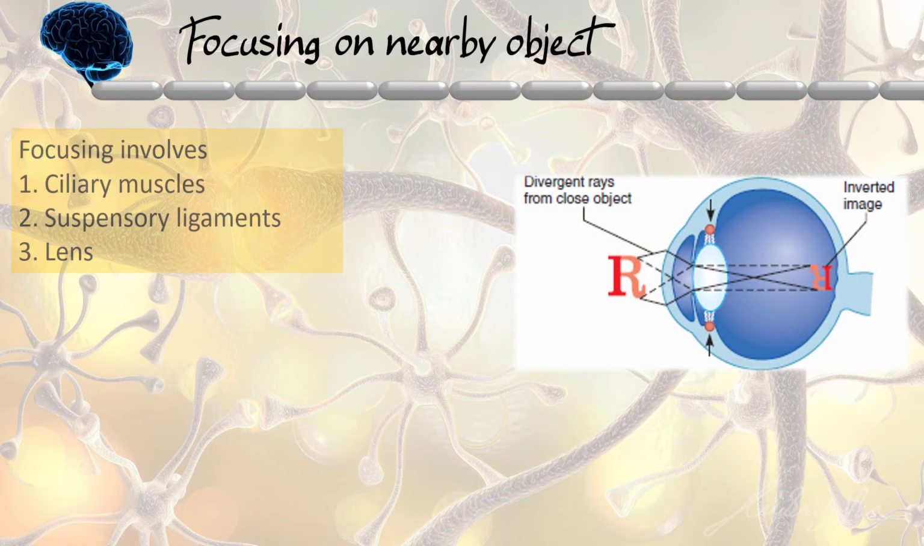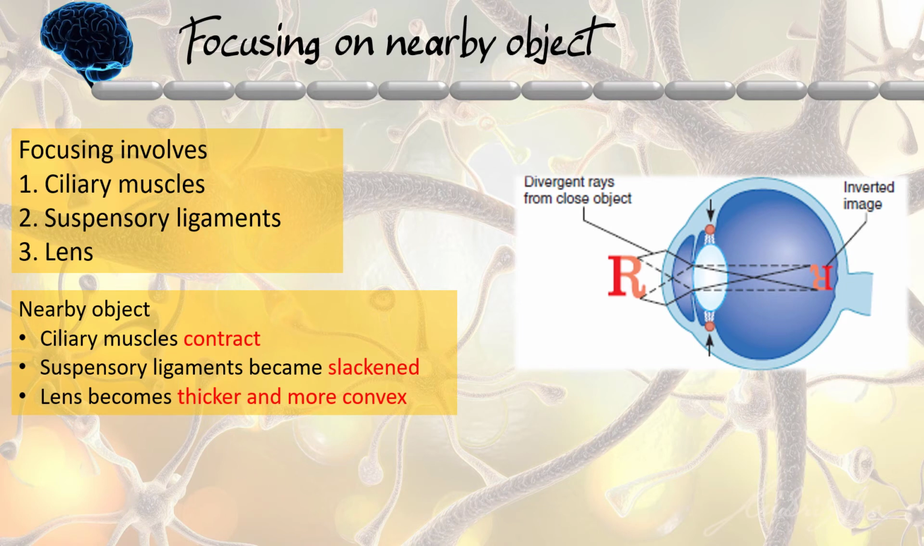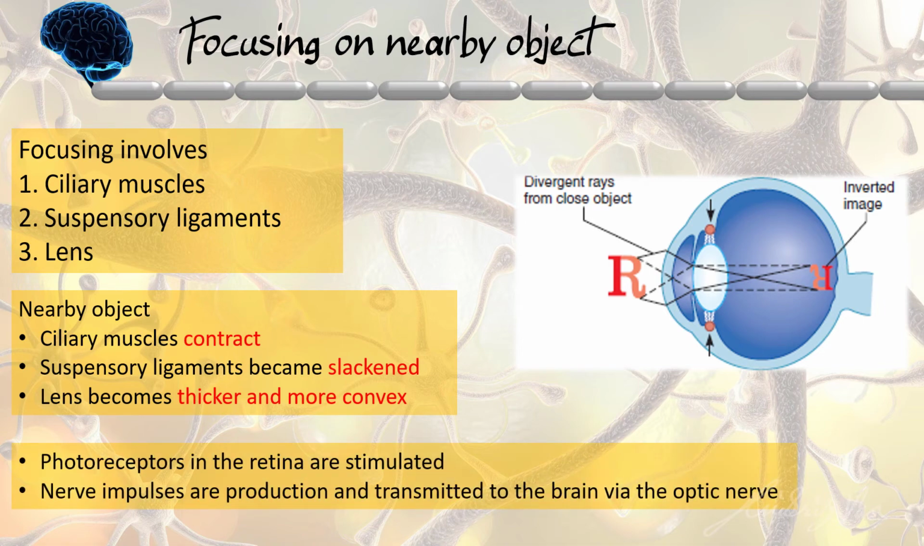For the opposite, when we are focusing on a nearby object, it is the same set of muscle, ligament and lens, and like I said, it's the opposite. For far away cases, our ciliary muscle will relax. For nearby objects, our ciliary muscle will contract. When the ciliary muscle contracts, the suspensory ligament will become slackened, and the lens will become thicker and more convex. Everything else is the same. You just have to take note that it is the opposite of far away objects. Far away meaning 7 meters or above.